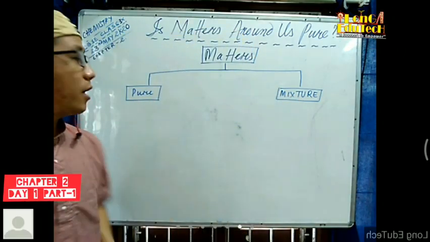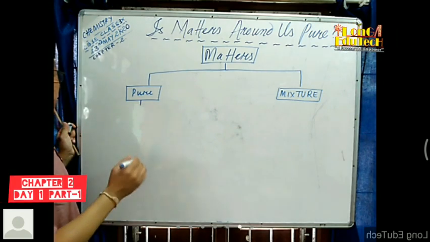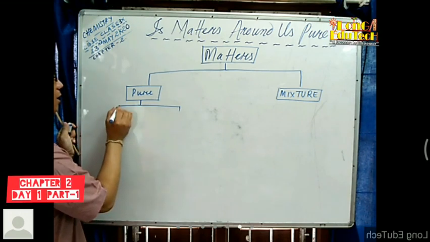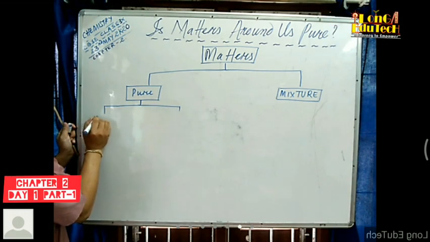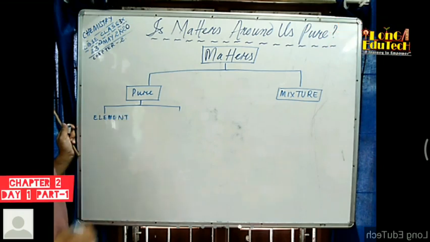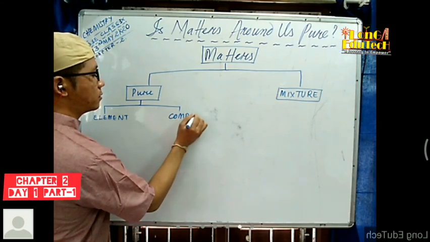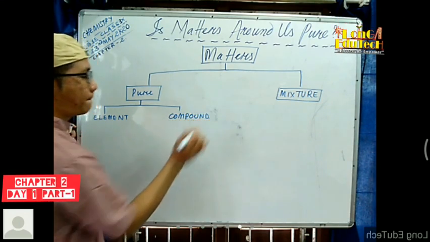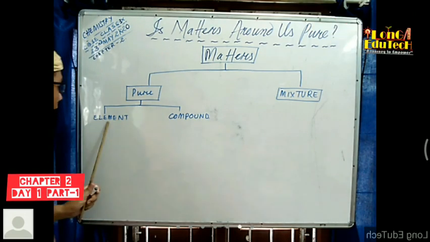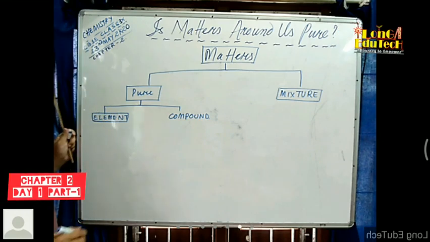In the pure substance, here again we can categorize it into two. What are they? One is the element, and another one is the compound. Again, this element we can divide into three main types.